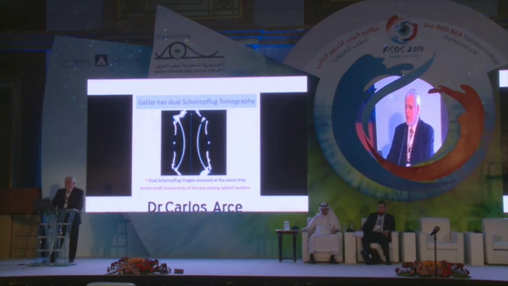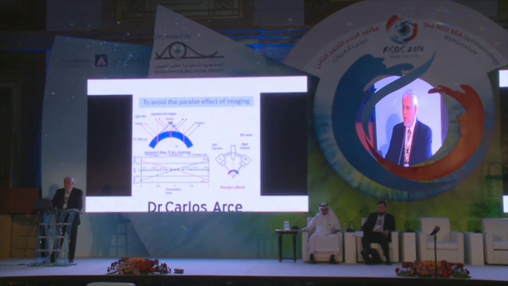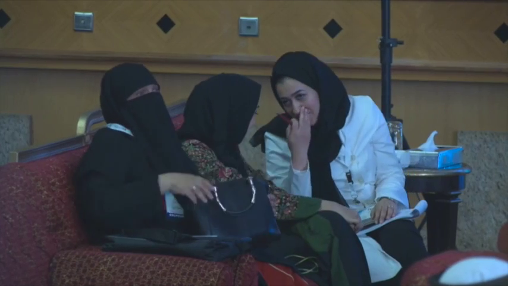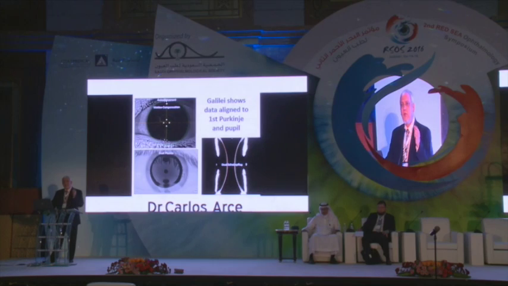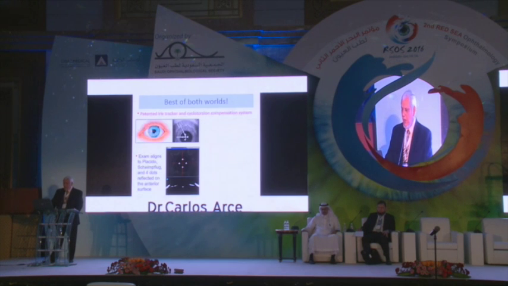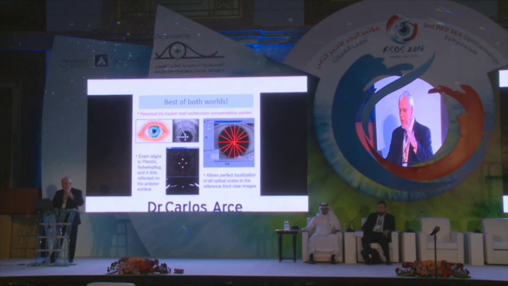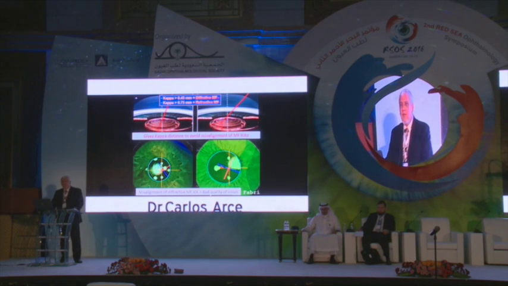Galilei also has dual Scheimpflug tomography, and this is to avoid the parallax effects of imaging. Galilei shows you the data aligned to first Purkinje and pupil, not to the apex. It's the best of both worlds because it can perfectly locate all the optical scans, and with this, Galilei is able to give you the kappa distance.